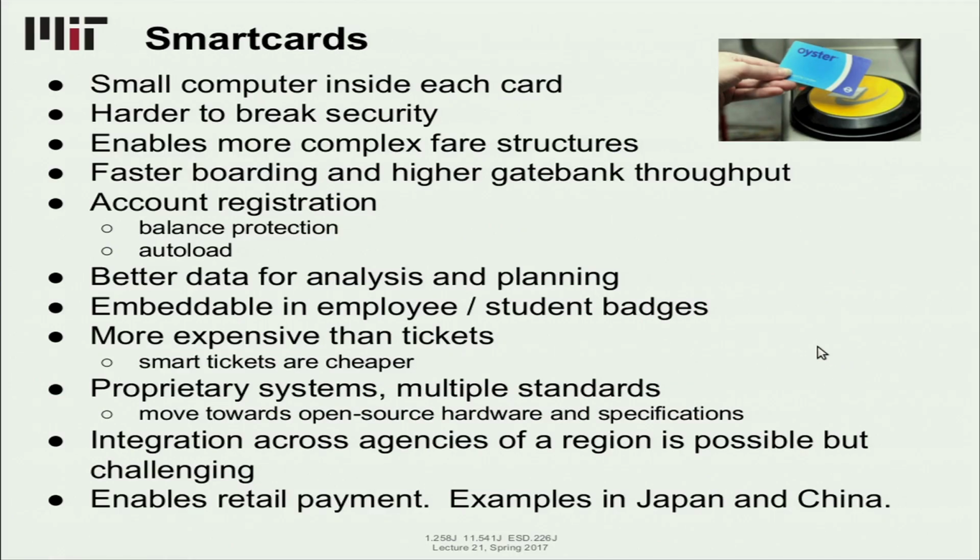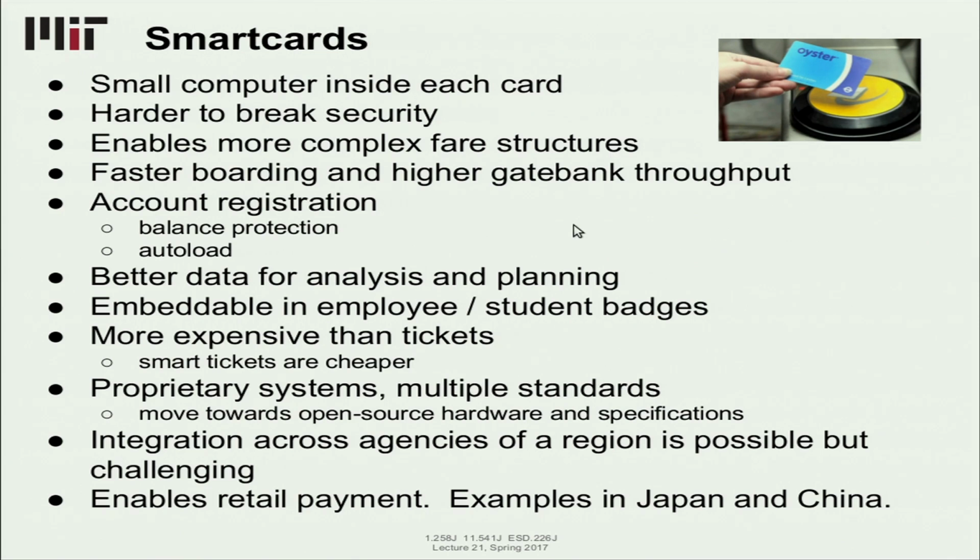All right, smart cards. So I've already talked a little bit about them. They enable more complex fare structures. They allow faster boarding and higher gate bank throughput because the validation is much faster than a ticket. Magnetic stripe tickets need to be fed in and read multiple times sometimes, and it takes more time to do that. Certainly, cash is slower.